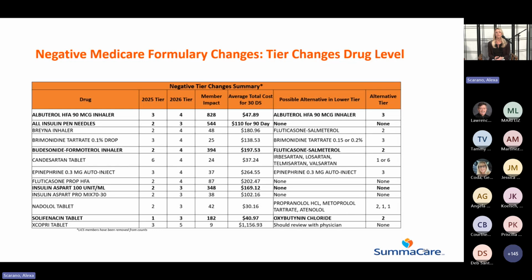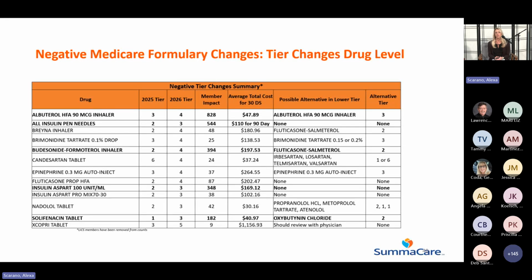Also want to call out the budesonide fumarate inhaler is moving from Tier 2 to Tier 4, so that will be subject to deductible. We have 394 members taking that medication. The total cost for a 30-day supply is about $197. We do have a fluticasone salmeterol inhaler available on Tier 2 as an alternative for some of the members.